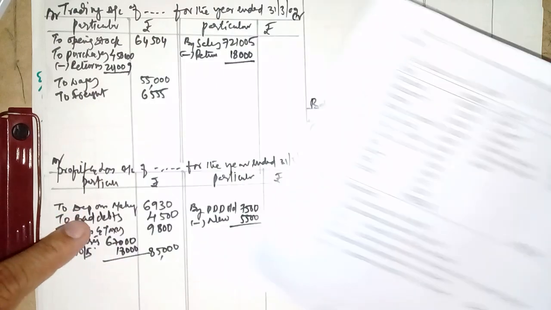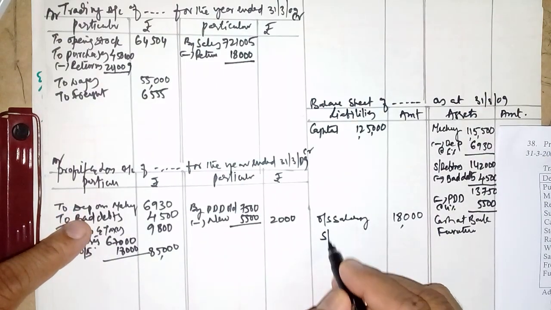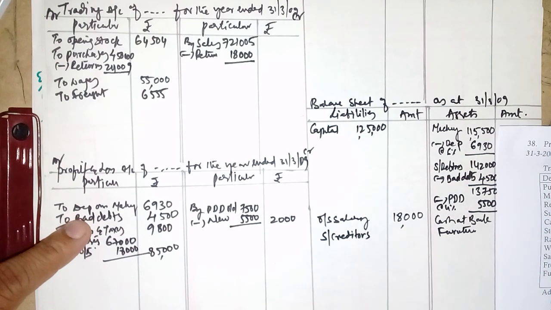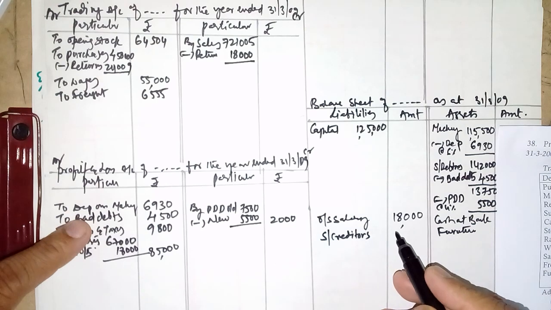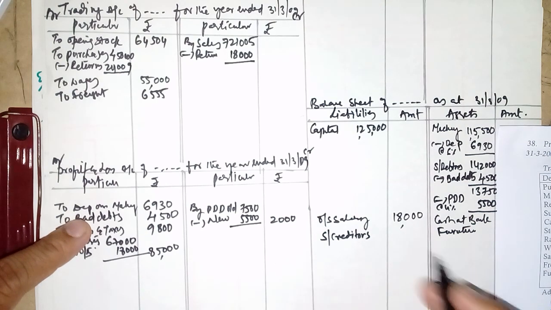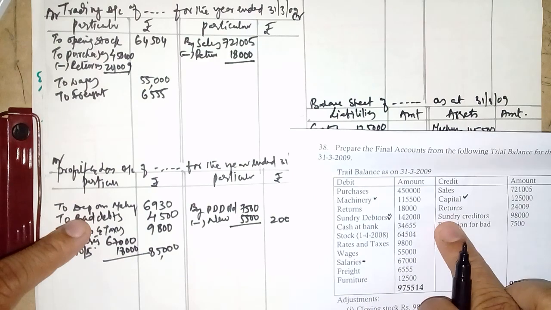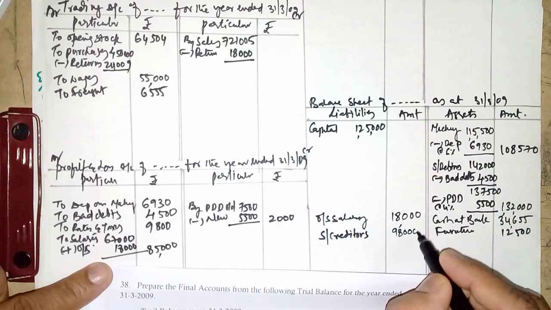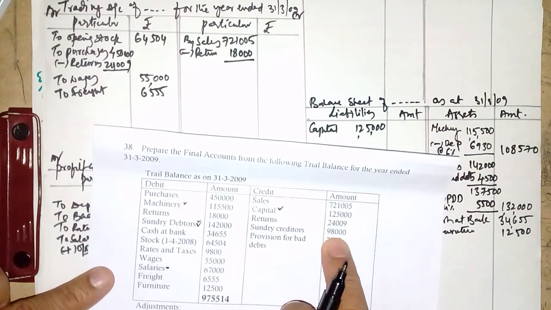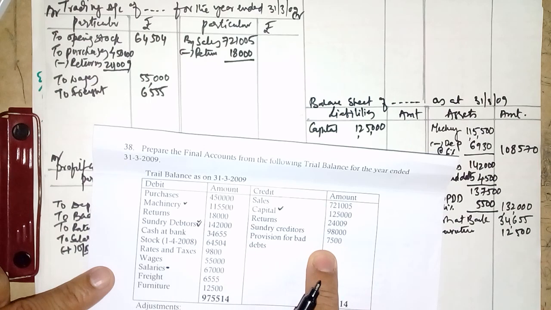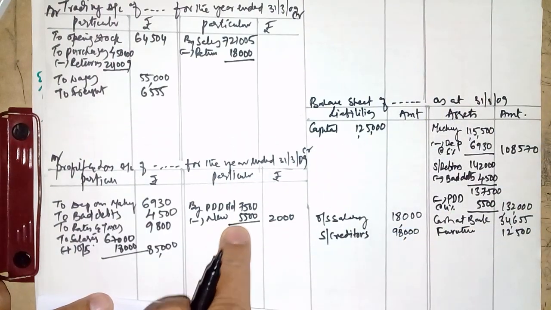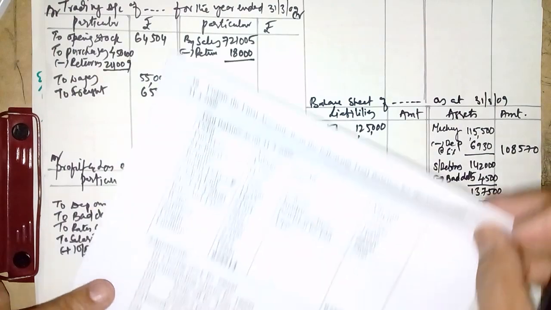Sundry creditors. Sundry creditors is a liability. We have to write directly sundry creditors. Sundry in the sense small, all creditors collectively we have written. How much is the value of sundry creditors here? It is 98,000. Directly we have written it in the outer column. Provision for bad and doubtful debt: already we dealt with this item. While writing the provision for doubtful debts, we compared the old and new. So already this item is over.